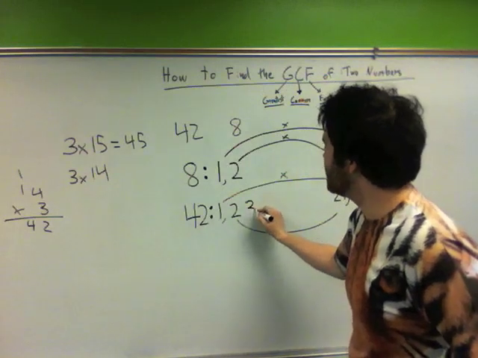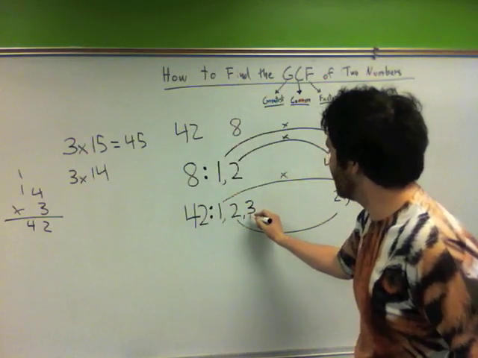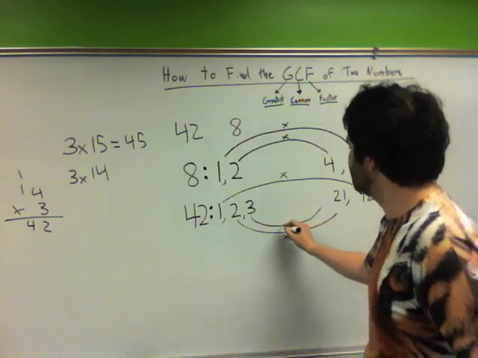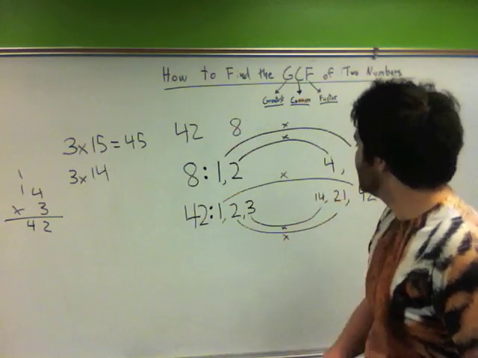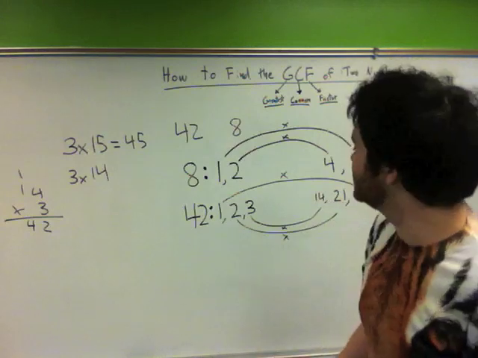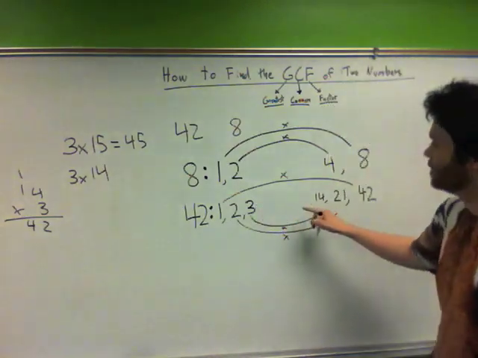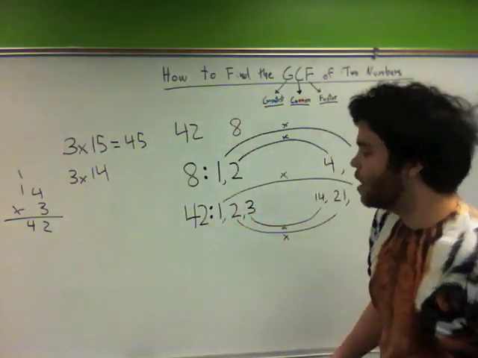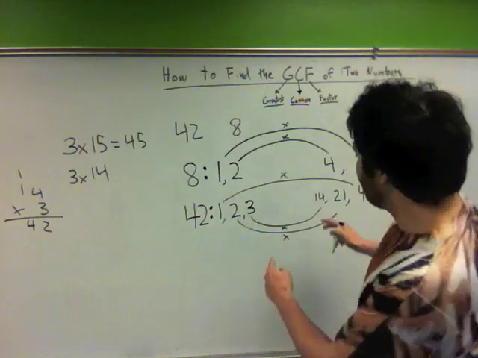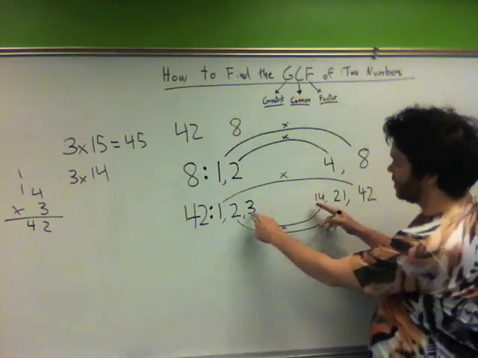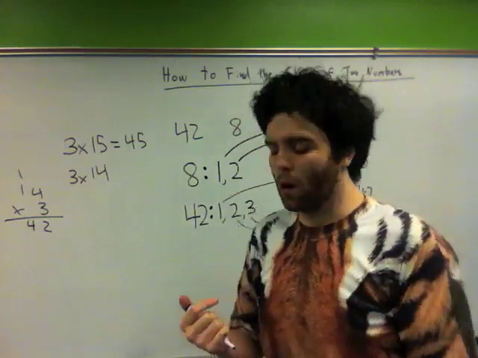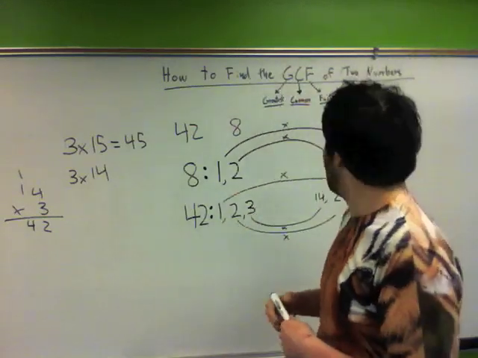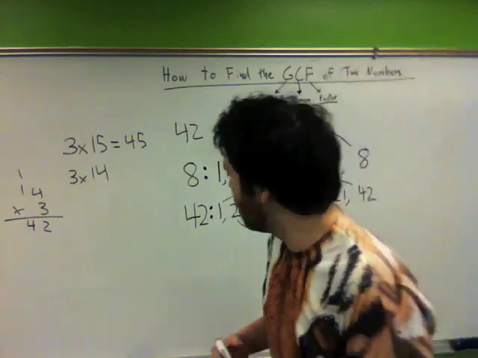So 3, and I'm going to go under again, times 14. 3 times 14 is 42. All right, so we're getting 3 and 14 are a lot closer than 1 and 42. So let's see if we can go any farther. 4. Well, let's see. You can use 4.